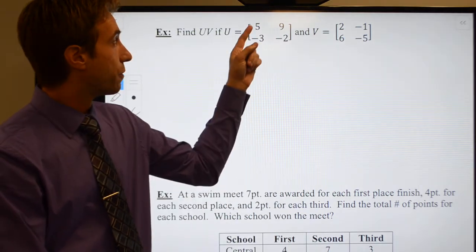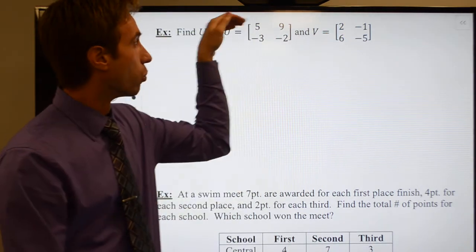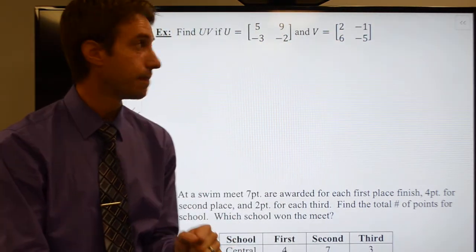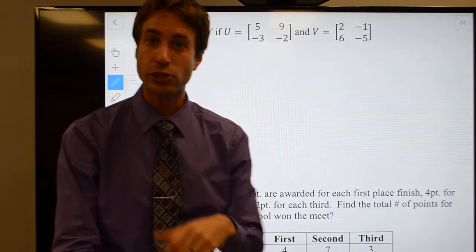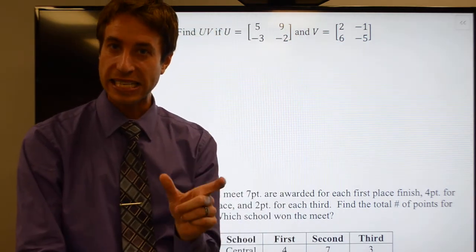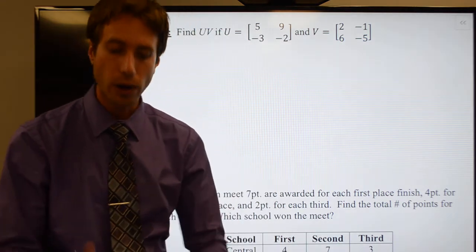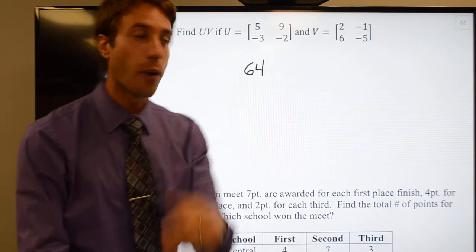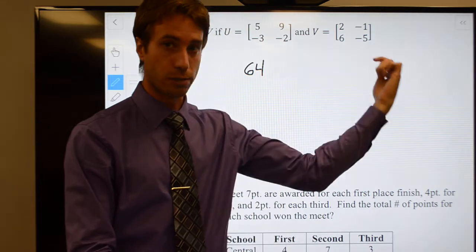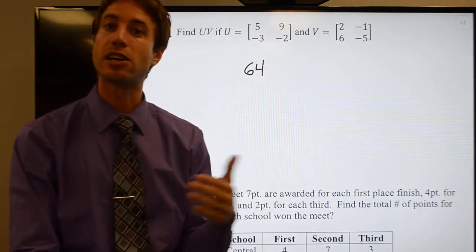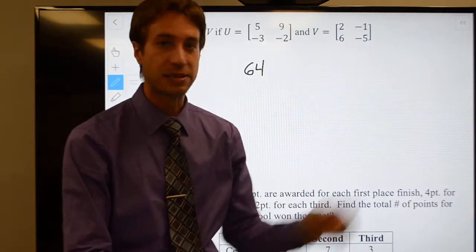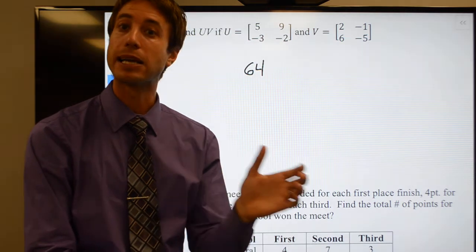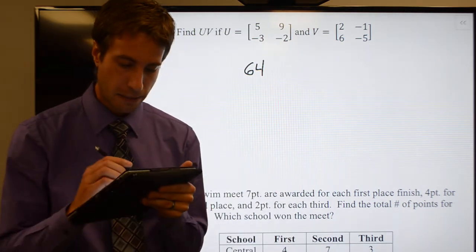You ready? We're going to do 5 times 2, right? Row 1, column 1. 5 times 2 is 10. We're going to do 9 times 6, which is 54. I now need to add those together. 10 plus 54 should be 64. Okay. Now I do row 1, column 2. Well, 5 times a negative 1 is going to be a minus 5. 9 times a negative 5 is going to be a minus 45. Negative 5 plus minus 45, you guessed it, minus 50.